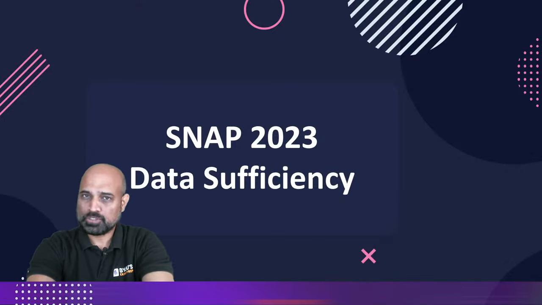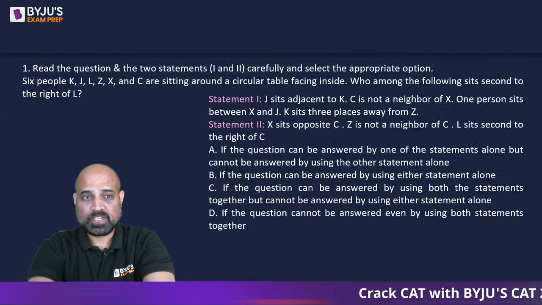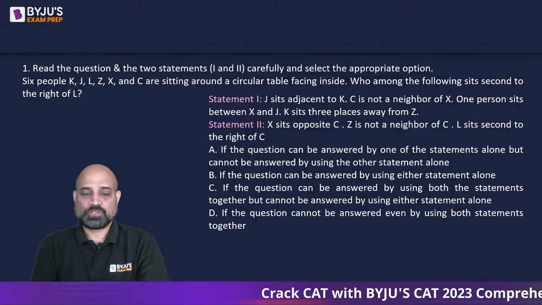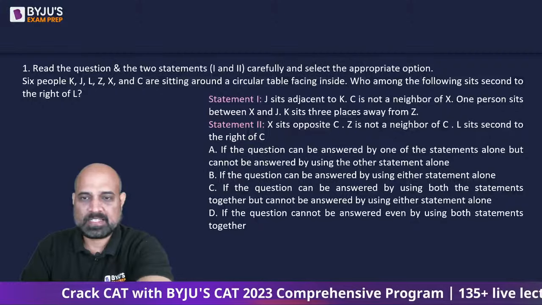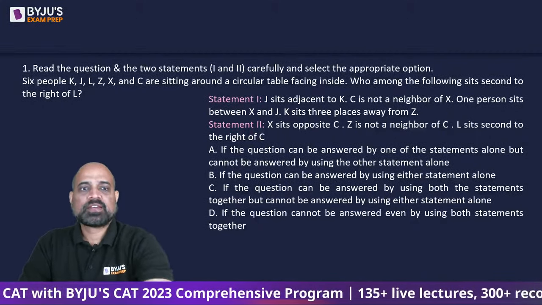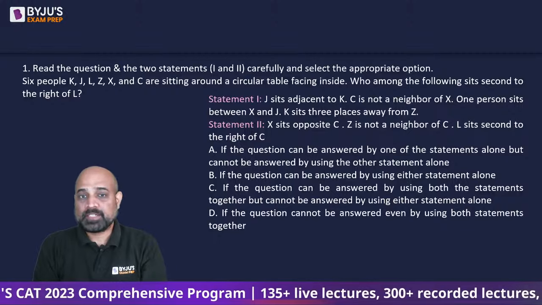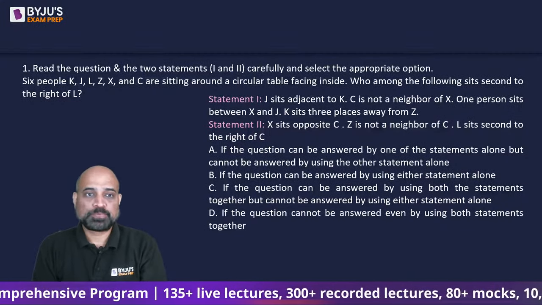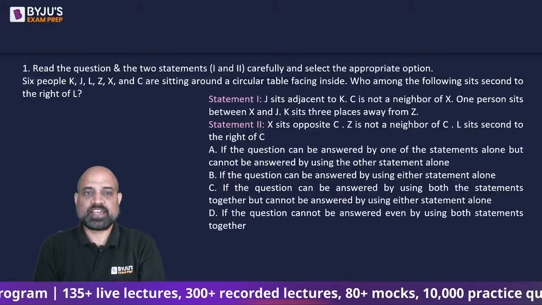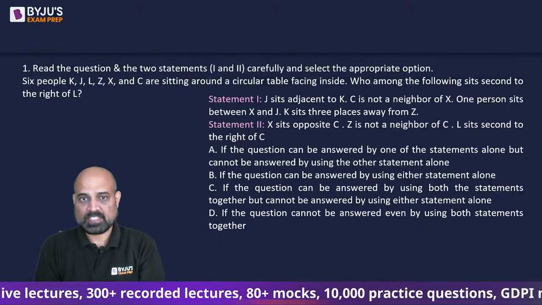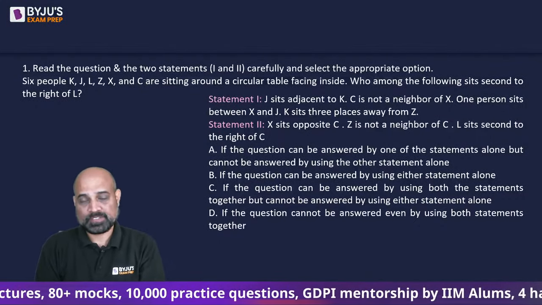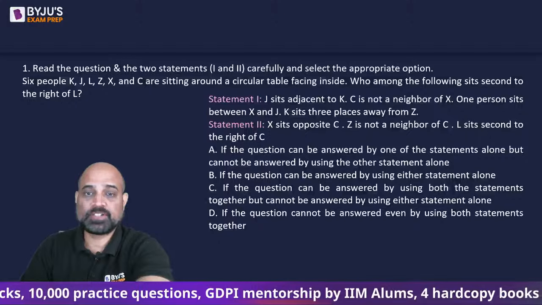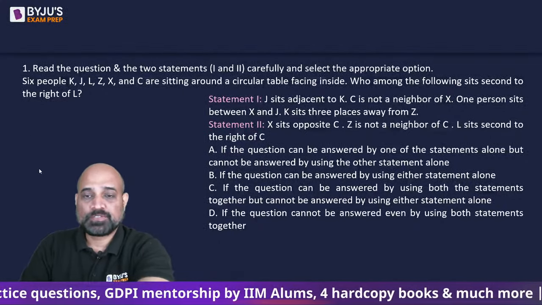So let's look at the questions and understand what kind of data sufficiency based questions we get in SNAP. So the first question, let's hope you are able to see everything. Yes. Okay. Read the question and the two statements 1 and 2 carefully and select the appropriate option. 6 people K, J, L, Z, X and C are sitting around a circular table facing inside. Who among the following sits second to the right of L? Now this is something that we need to find out, that what would be the answer for this.